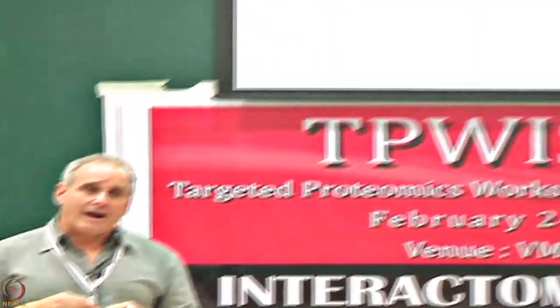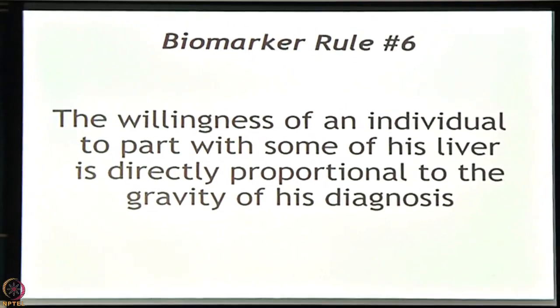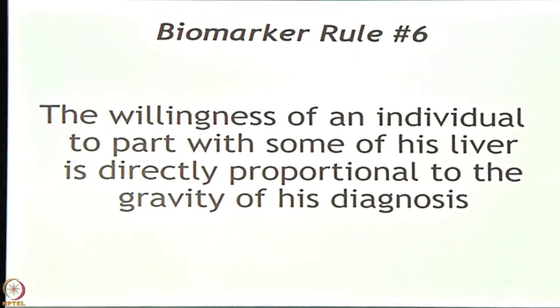And then, of course, if you're measuring samples from a tumor, you need to look at where you're taking your biopsy from. So rule number 6 is the willingness of an individual to part with some of his liver is directly proportional to the gravity of his diagnosis. People do not give up parts of themselves easily. They only do so when they're really sick.